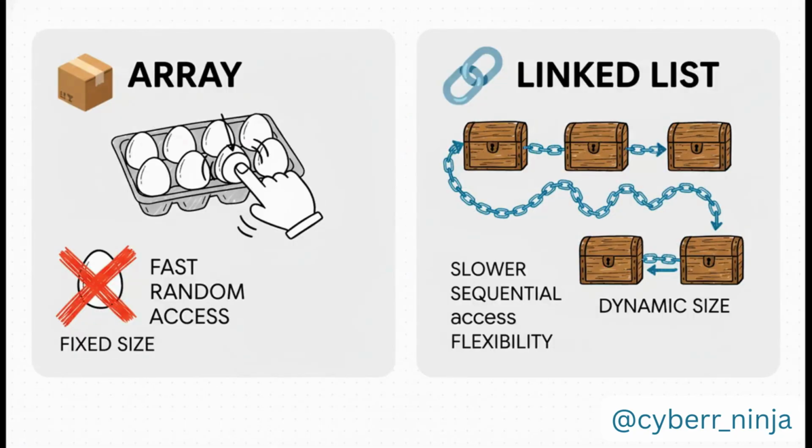So, this is the crucial part. There's a trade-off. With an array, you get that lightning-fast access, but its size is totally fixed. Trying to add a 13th egg to a full carton is a big problem.